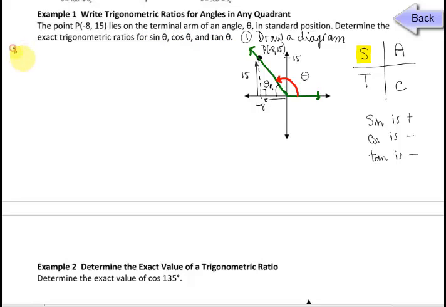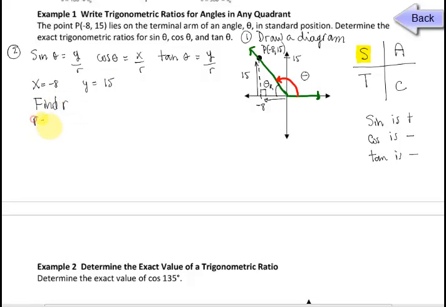Okay, so our second step. We want to recall the formulas that we derived in our introduction. Sine of theta is y over r, cos of theta is x over r, and tan of theta is y over x. Now, because we already have the point (-8, 15), we know that x is equal to -8 and y is equal to 15. We don't know the value of r, so that's going to be our next step. We want to find r.